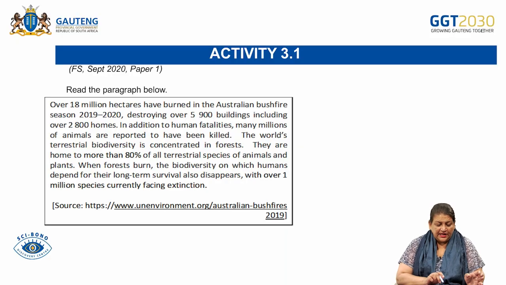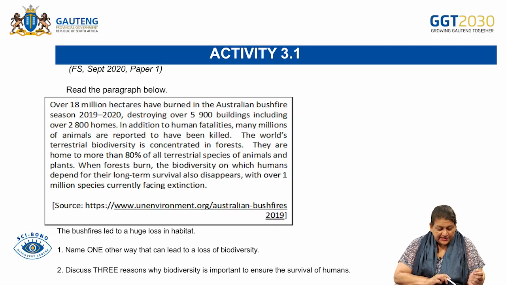And then you can see now, let's read this paragraph. It says over 18 million hectares have burned in the Australian bushfires in 2019 to 2020, 5,900 buildings and over 2,000 homes were destroyed. The world's biodiversity is concentrated in forests, and the forests are home to more than 80% of the terrestrial species of animals. When a forest burns, biodiversity also gets destroyed and disappears, resulting in extinction.